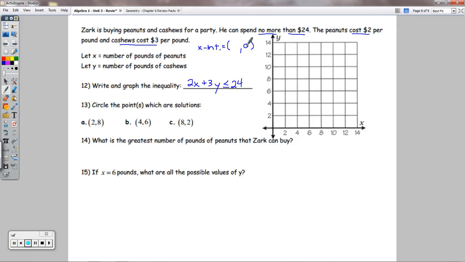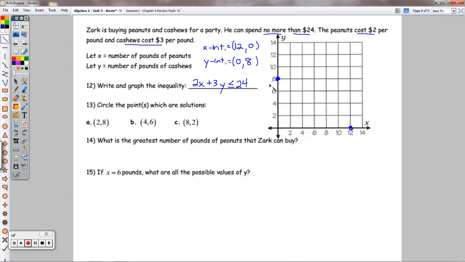The x-intercept is where y equals 0. The y-intercept is where x equals 0. If you say that y equals 0, this part goes away. 2 times 12 makes that true, or it makes it equal at least. And then if you plug in 0 for x, this part goes away. 3 times 8 would be 24. So that's going to be your y-intercept. If we graph that, 12, 0 would be right here, and 0, 8 would be right there. And we can connect those with a straight line.